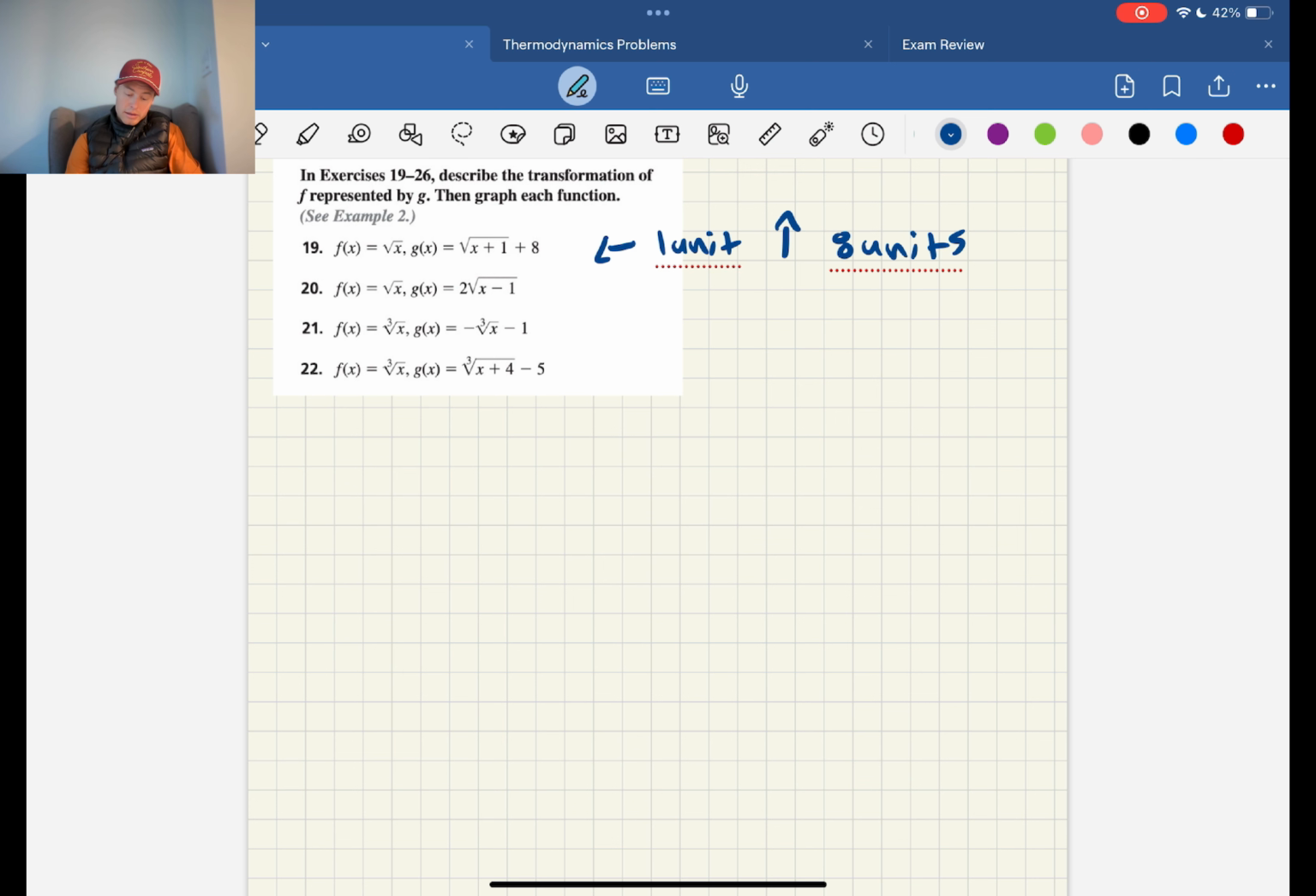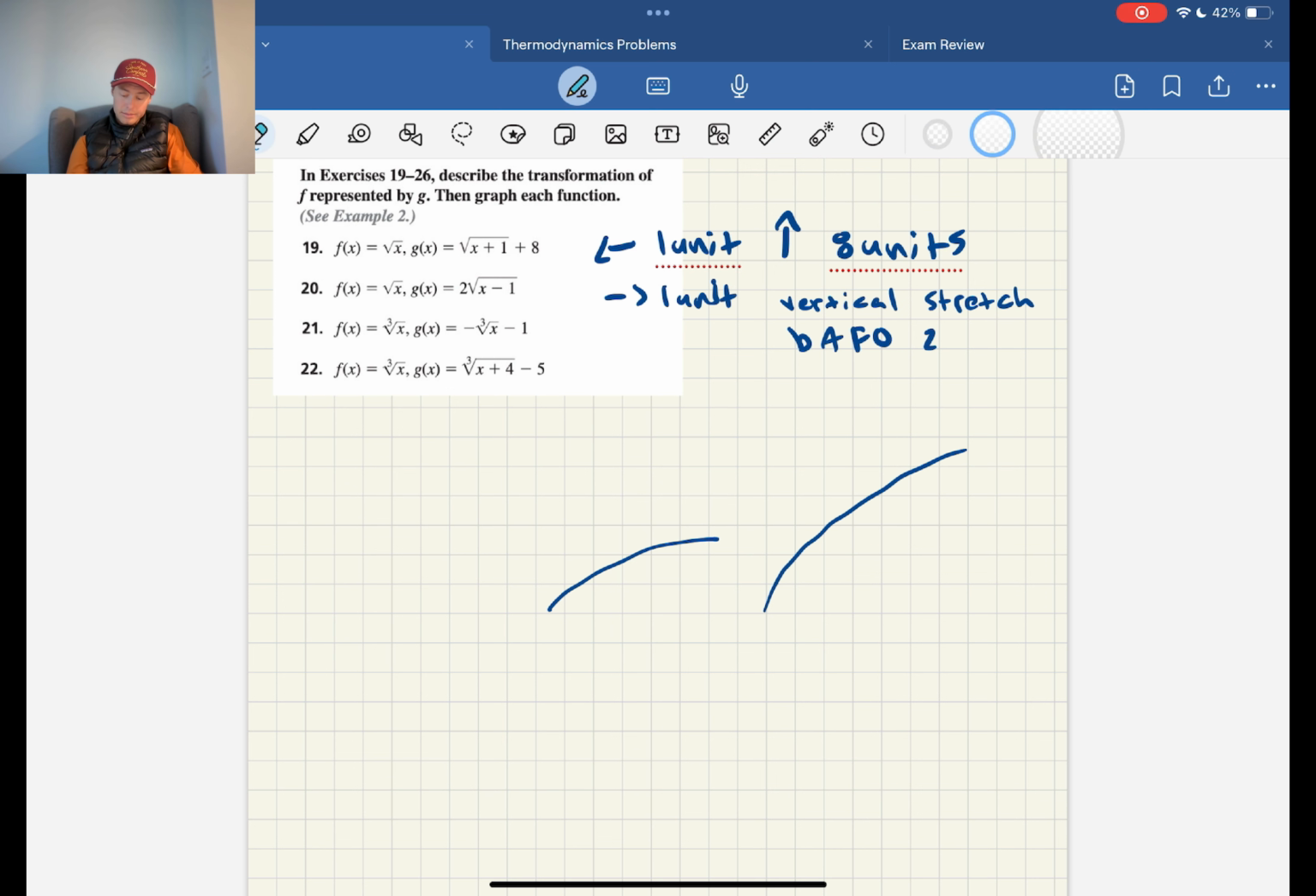On number 20, square root of x turns into 2 times square root x minus 1. Okay, on this one we've shifted it right by 1 unit. Now what does the 2 out front do? That's a vertical stretch by a factor of 2. Okay, so what does that mean? That means it takes the regular function and essentially makes it 2 times taller. Okay, that's what a vertical stretch does.